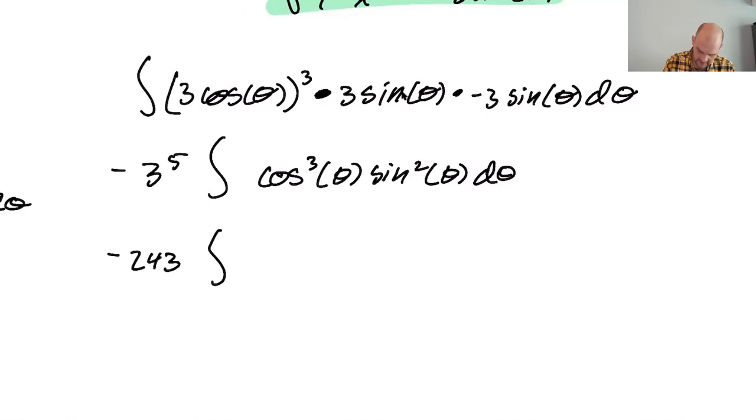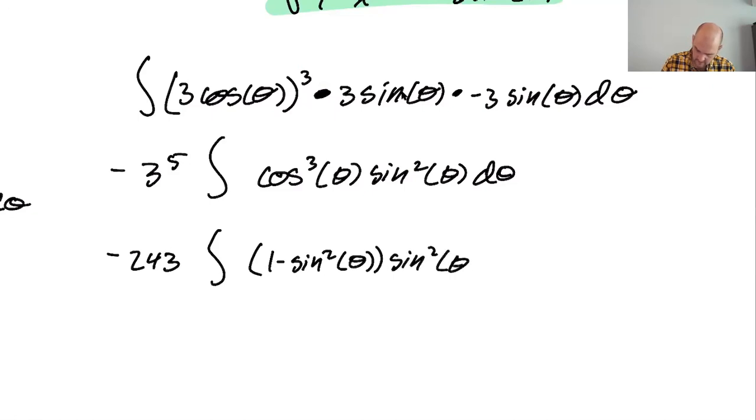All right, save a cosine, and we'll turn cosine squared into 1 minus sine squared. And then sine squared. And then cosine is what we saved, d theta.